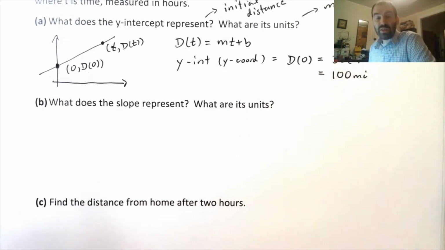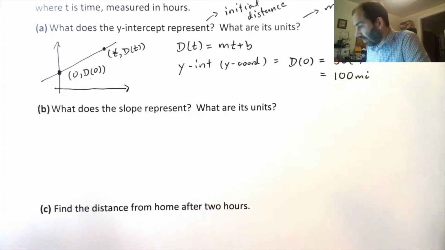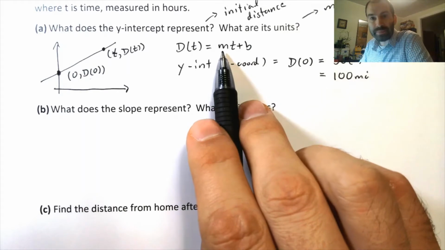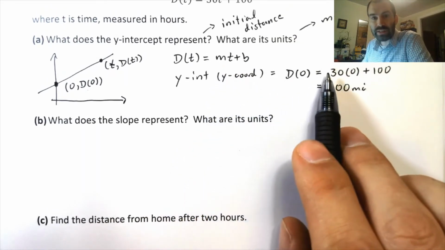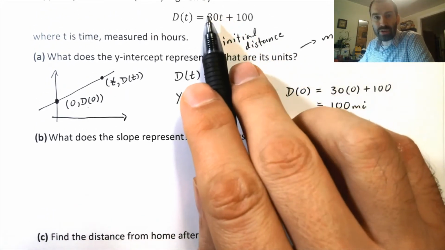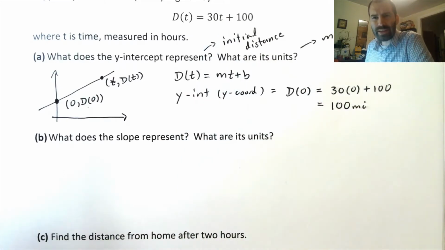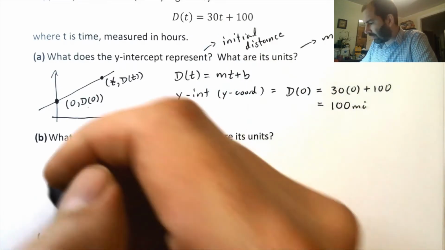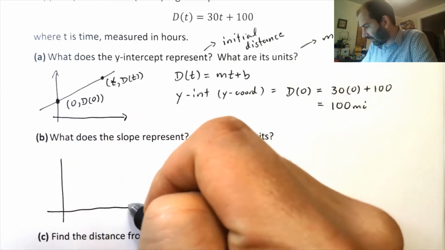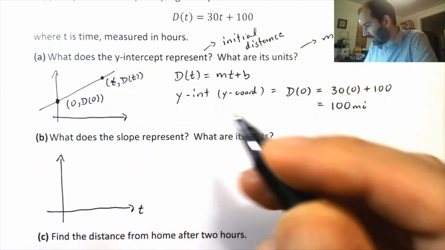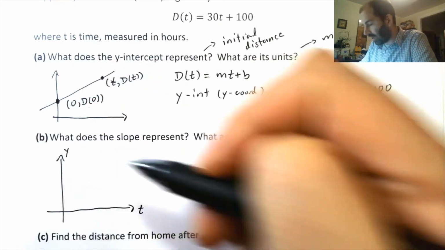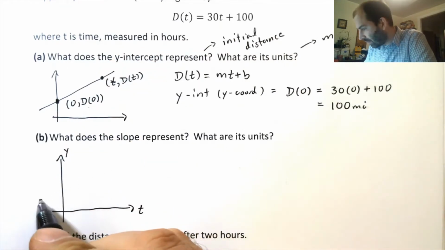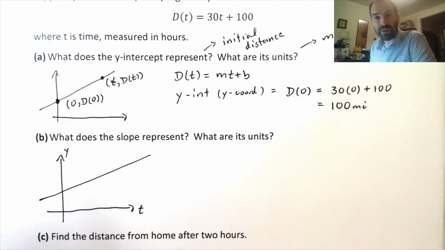What does the slope represent? Well, the slope, that's the m here, which is 30. The slope is 30. What is that telling us? Well, let's think about how we would compute slope. So let's go back to our graph. Let's draw it again. Here's t, that's time, and here's the y-axis. Here's our line, our graph of our function.